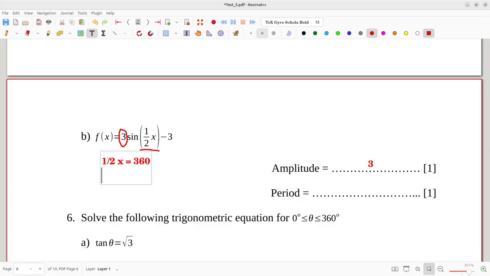Then solve for x. Multiply both sides of the equation by 2. Then your x will be 360 times 2, which is equals to 720. Which means your period is equals to 720 degrees.